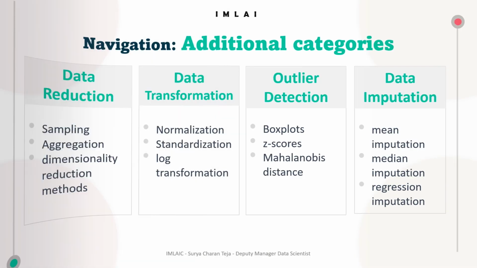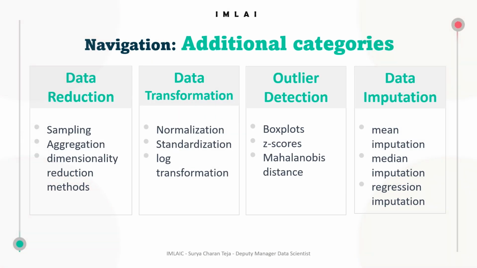Now let's look into the navigational map of additional categories, or roadmap of additional categories. Additional categories consist of data reduction, data transformation, outlier detection, and data imputation. In each module, we will be learning about the following subtopics.